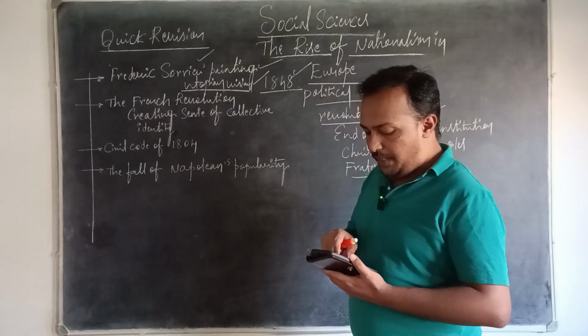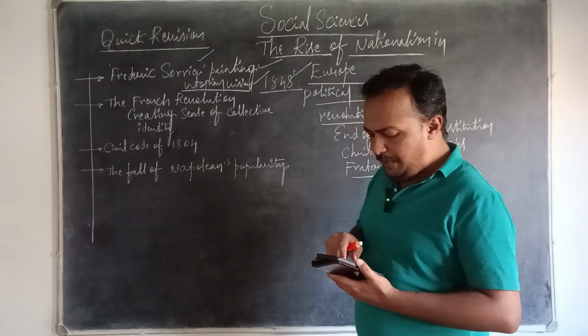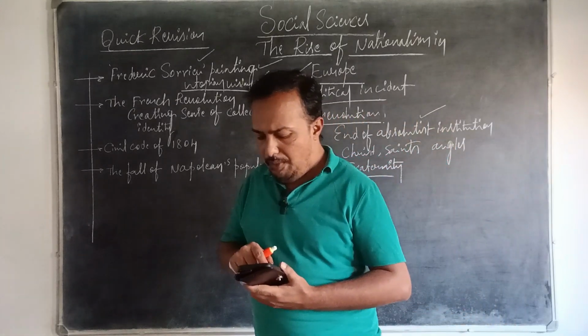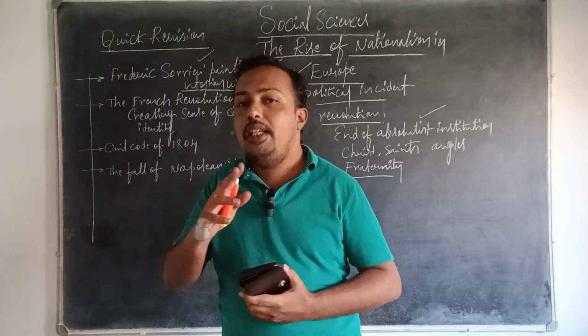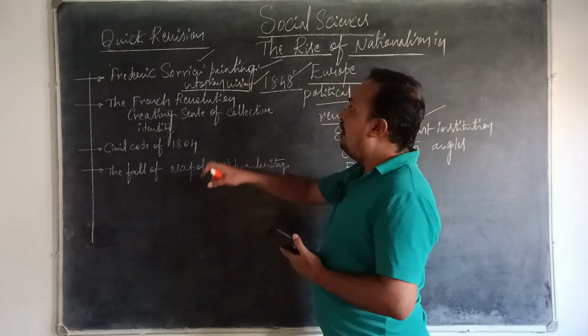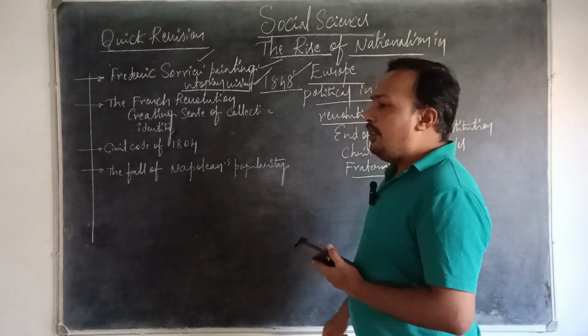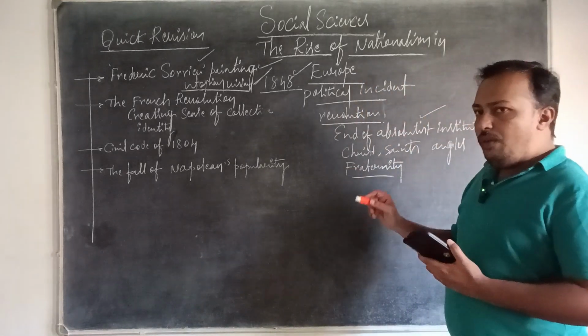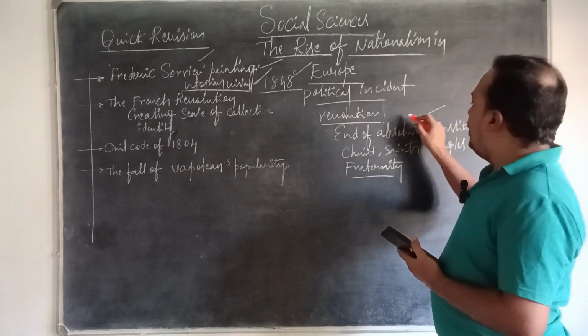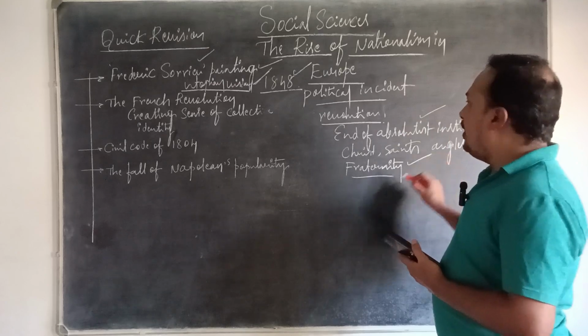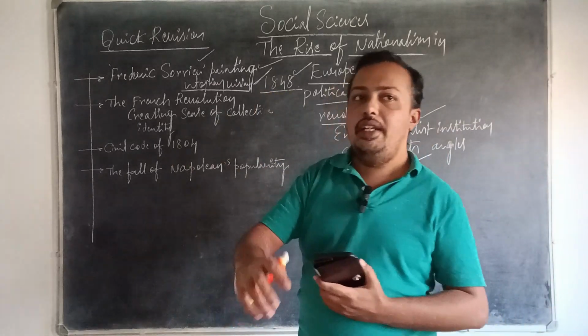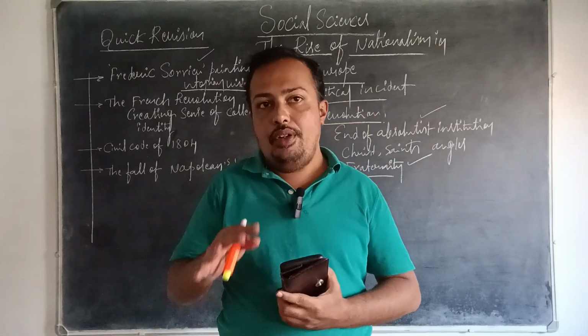In the Frederick Sorrieu painting, the Democratic and Social Republic, if a one mark question asks for the theme, remember utopian vision is the theme. So in this painting, do not forget these words: end of absolutist institution, fraternity, and utopian vision. These three are the key terms which you need to recall.